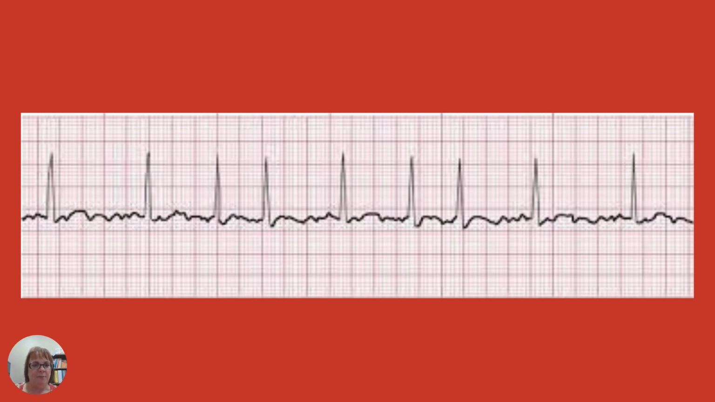So AFib, and I also say that the P's might look like a little meth mouth. That's what I tell my students. It's just all these little broken up little things, squiggly lines that you really can't see. So that's how they kind of relate that in my class.